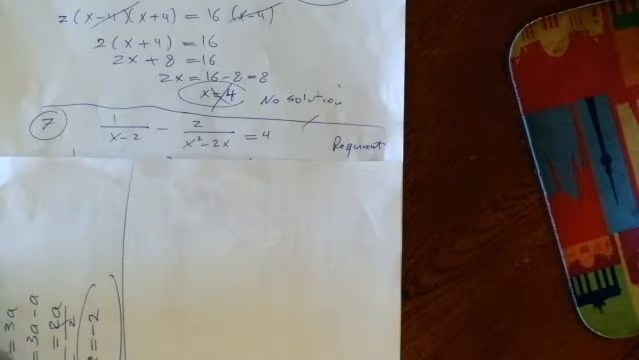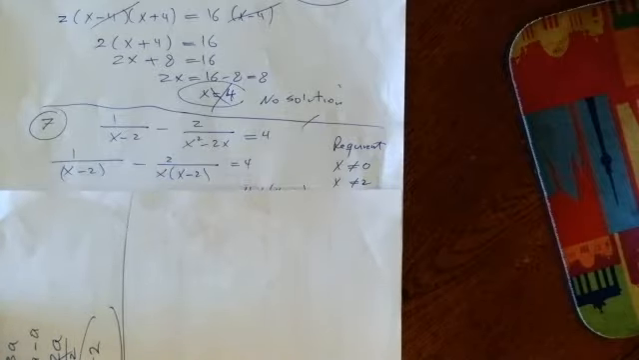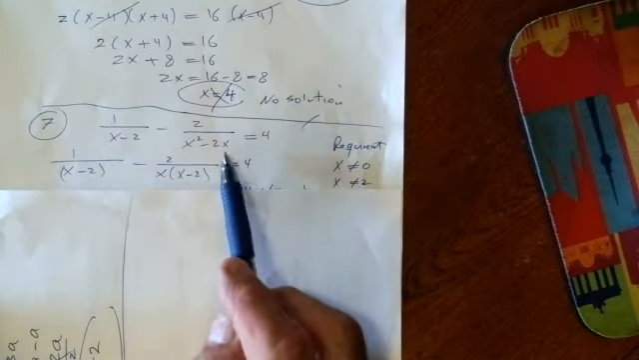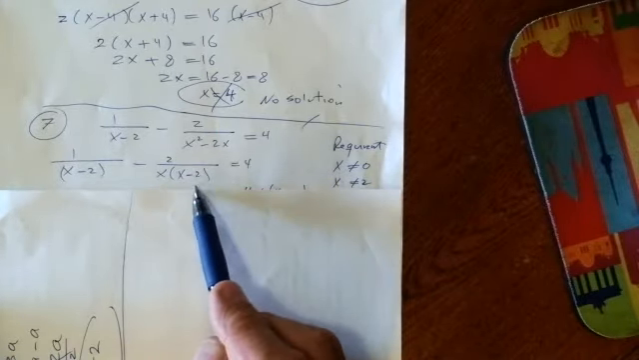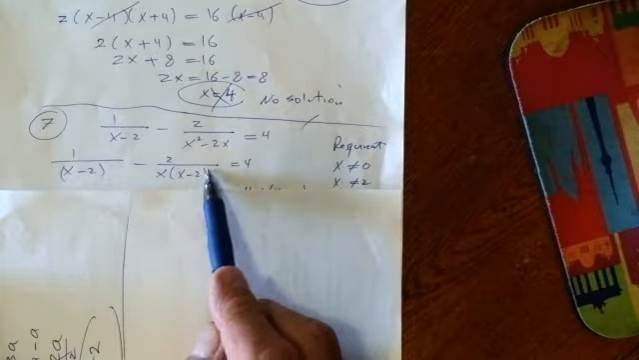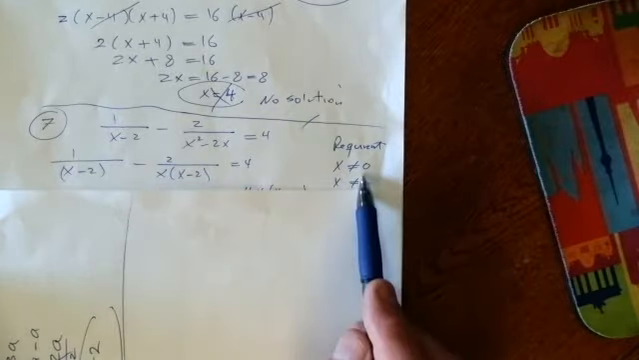What's the requirement for this one? First, I have x squared minus 2x. I factor it like this. So instead of x squared minus 2x, when you factor x out, it is x times x minus 2. So what numbers do you exclude here? What number would make the denominator 0? One is x equals 0.